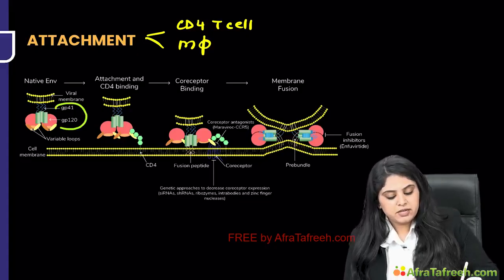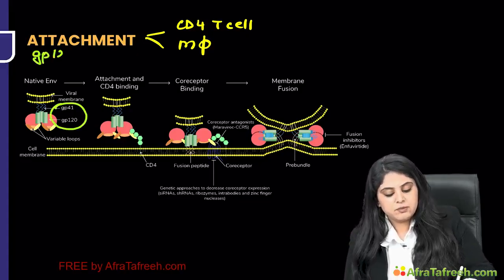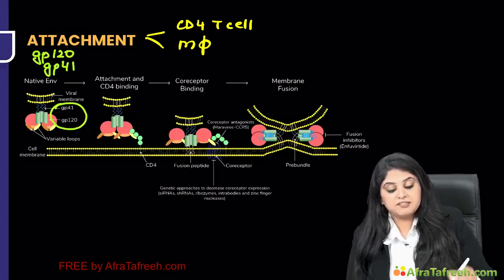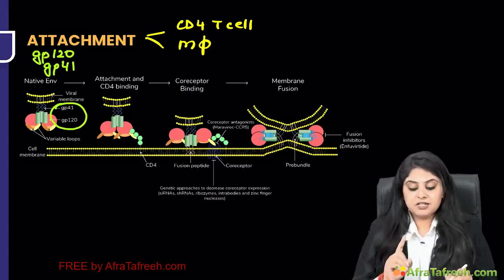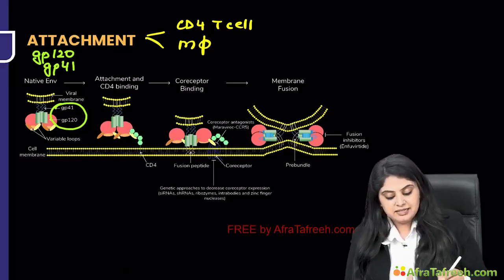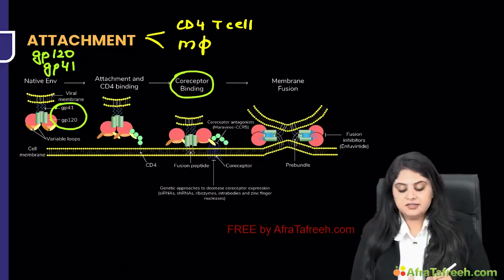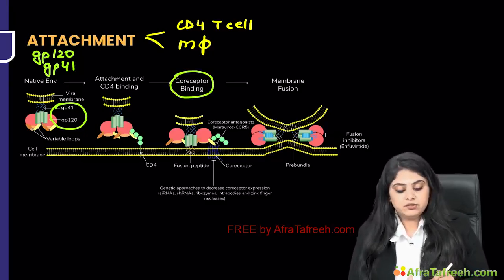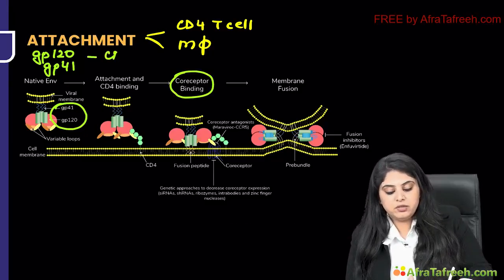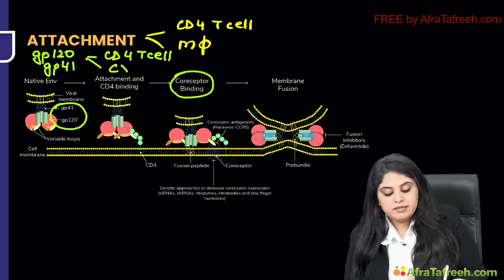So for the attachment, we have GP120 and GP41 that will be used, but single attachment does not work. You will realize, other than that, there is also a co-binding. Something else also binds. And what does it come and bind to? It's just not going to bind to the CD4 T cells. No, it is also going to bind to something called CXCR4 and CCR5.